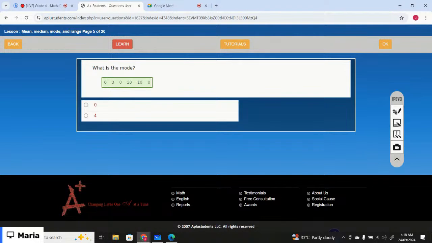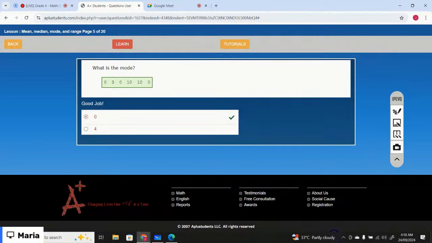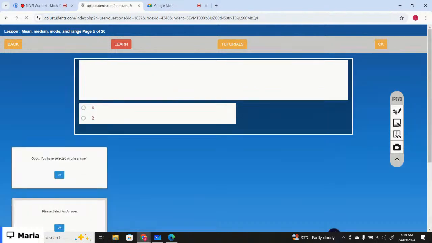What is the mode? Which is the correct option? Mode is the number that appears most of the time in the given data. So that is 0. Option number 1 is the correct option.